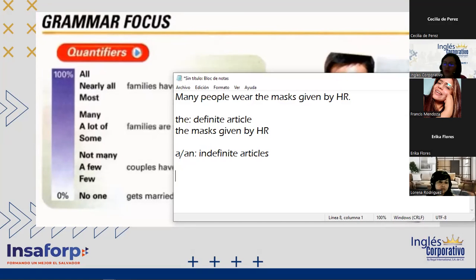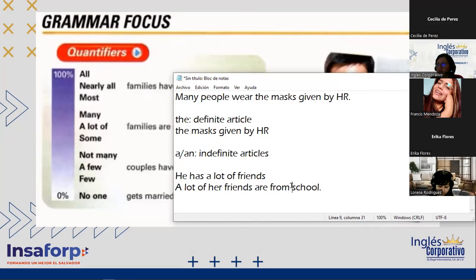Y en el contexto que lo estamos utilizando podemos decir, a lot of his friends are from school, right? Digamos que yo tengo pues a mi hija y digo, bueno, a lot of his friends, I mean, digamos, her friends, porque es ella. A lot of her friends are from school, right? La mayoría de sus amigos son de la escuela, right? A lot of her friends are from school. Y aquí estoy utilizando, ¿verdad? La forma, ¿verdad? Que nos presenta con los cuantificadores. Muy bien.